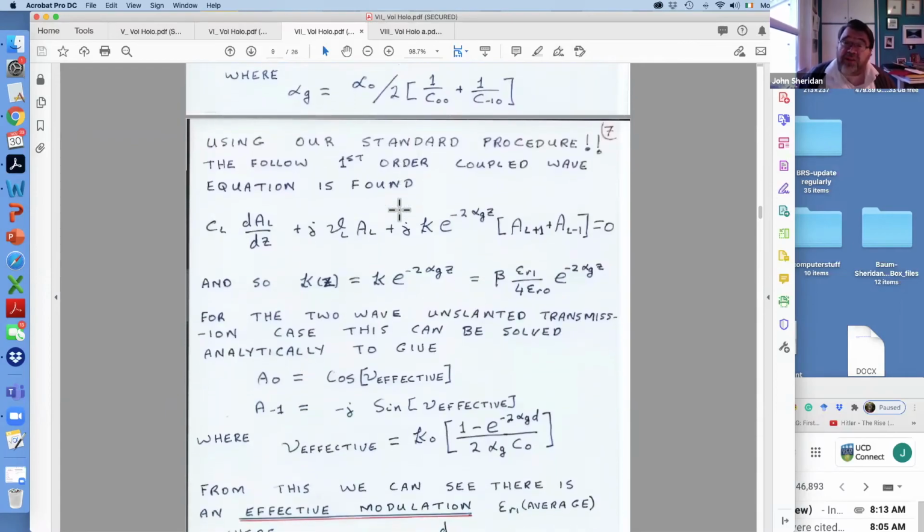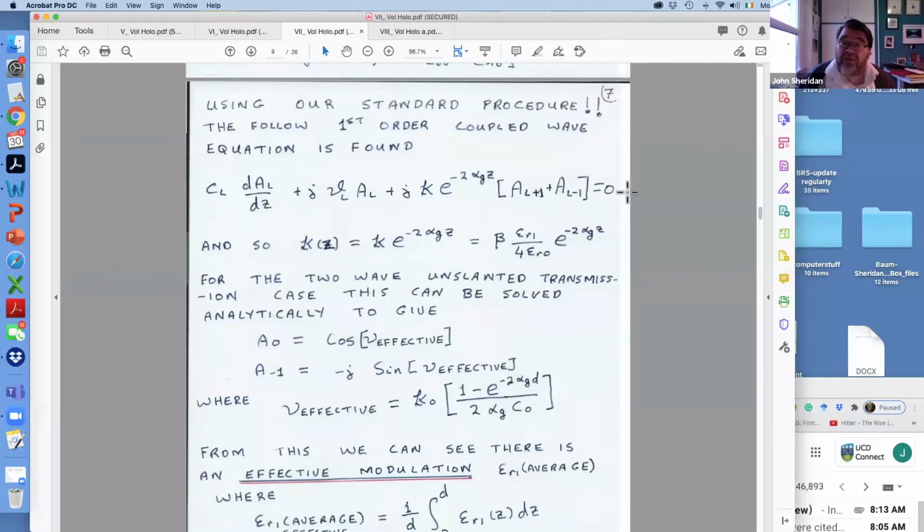Using our standard procedure, we follow first order coupled wave equations, and we can go away and derive this out. So this is just the exact procedure we followed. Here's our first order with a Bragg factor off Bragg for that L wave, a coupling constant, and here's our attenuation of the modulation, and that's defining the coupling. So this is our new coupling constant, and the new coupling constant is a function of Z.